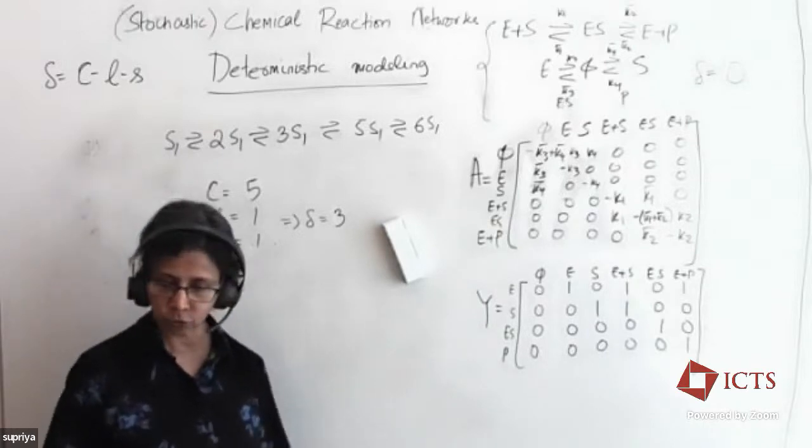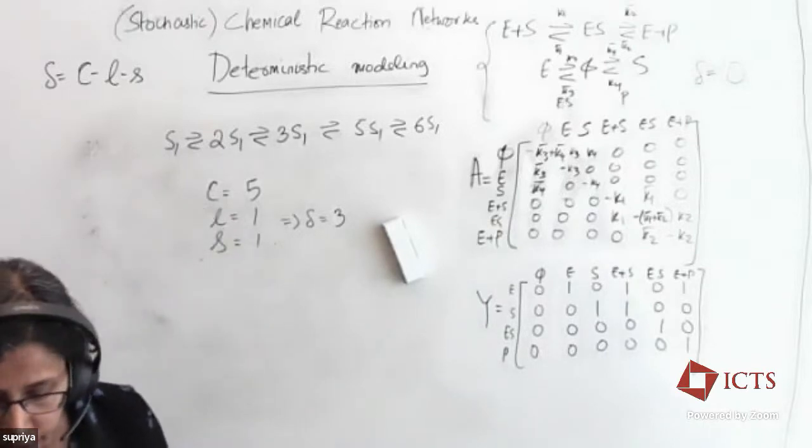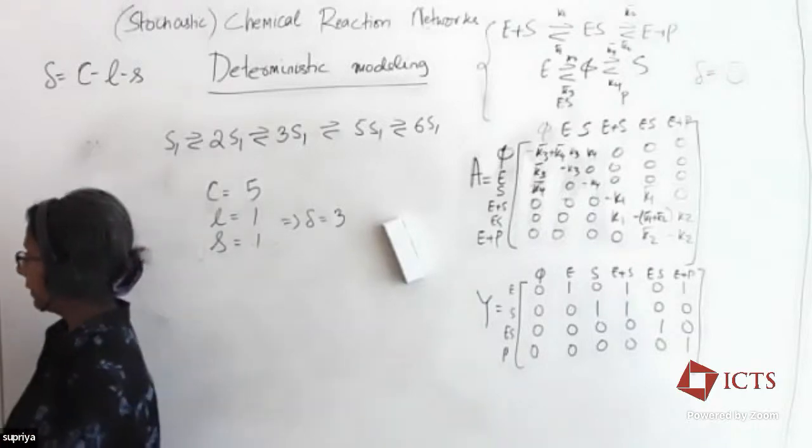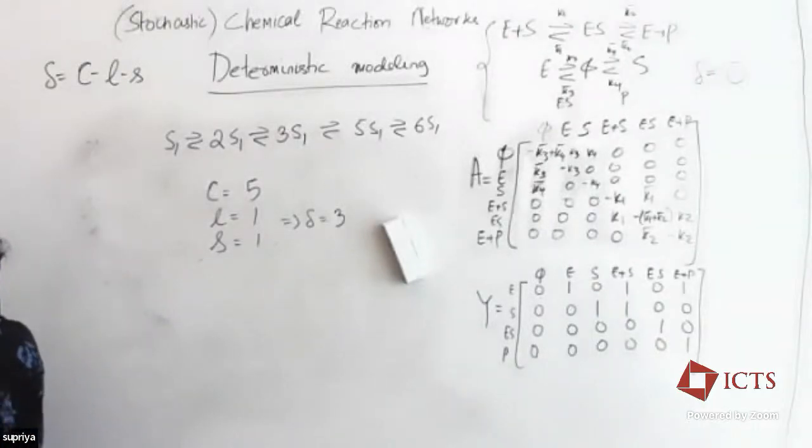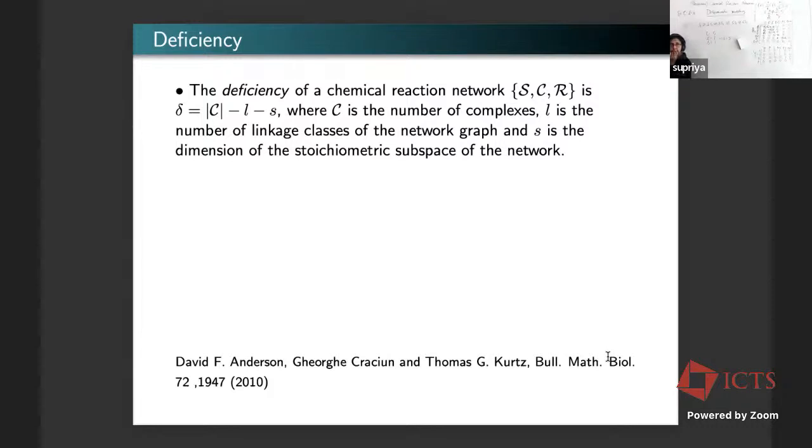And just to show that, let me try to share this screen, if that works. You can see that? Yeah, I think you can. So this is what I showed you yesterday, our proper definition. The deficiency is, exactly what we said, C minus L minus S.